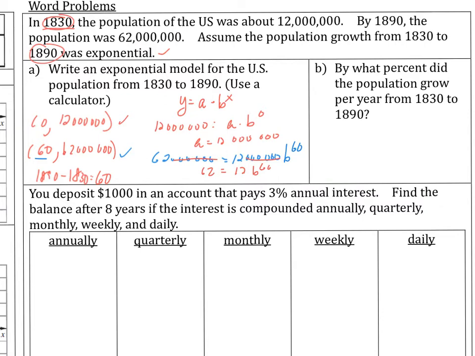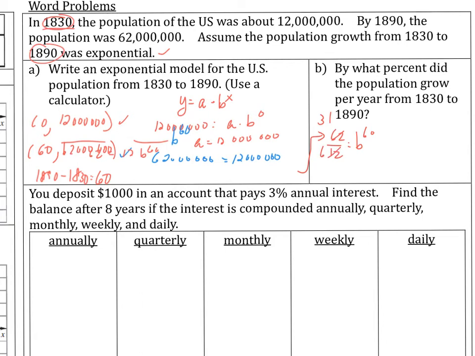And then I can take 62 divide by 12. I'm going to write it right here. And let that equal b to the 60th power. I can simplify this, and this becomes 31 over 6.